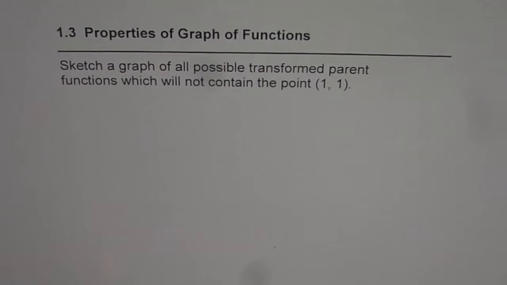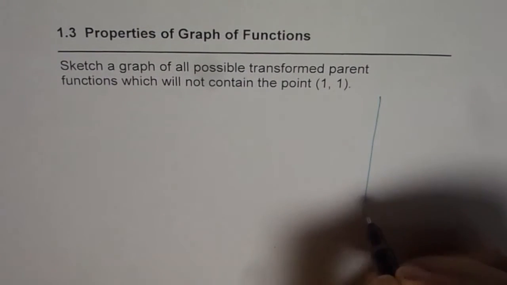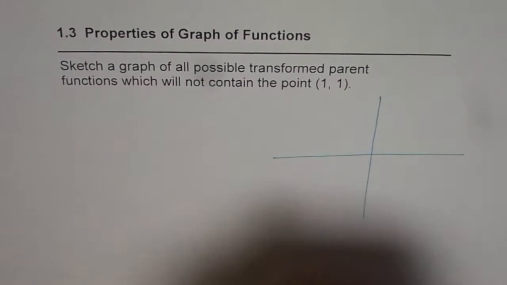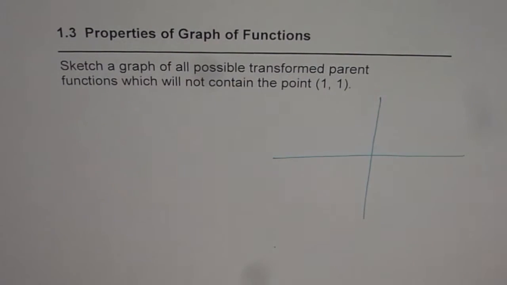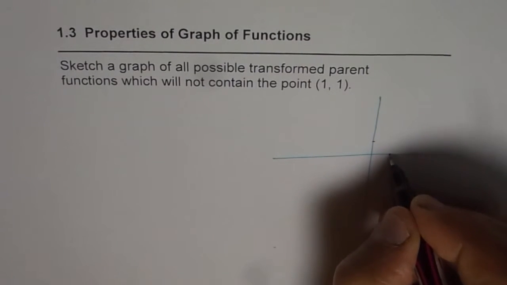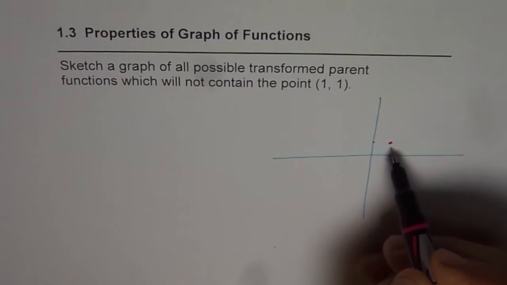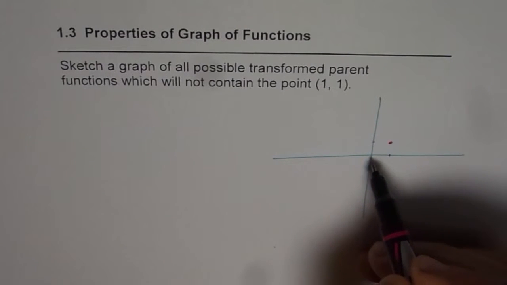Properties of graph of functions. Sketch a graph of all possible transformed parent functions which will not contain the point 1, 1. Let's try to explore this situation. So that's our coordinate plane, and let us say the point 1, 1 for us is kind of here, right? That's the point. So we need to sketch graphs of transformed parent functions so that they do not contain this point 1, 1.